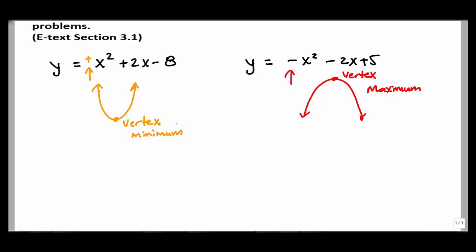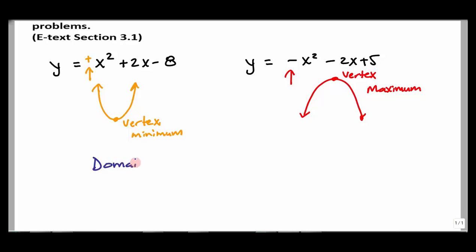So when we're starting to graph, those are some of the things that we want to keep in mind, things like vertex. Is it a maximum or a minimum? Well, if it opens up, if the leading coefficient is positive, I have a minimum. And if the leading coefficient is negative, it opens down, I have a maximum. So those are some of the things that we can keep in mind. And a couple other things that we like to talk about are domain and range.